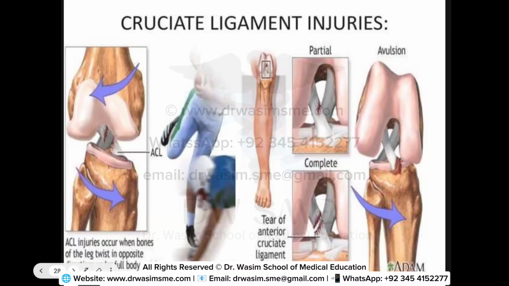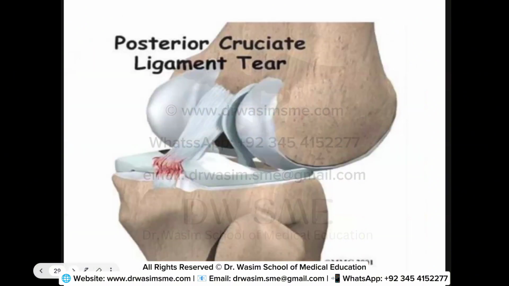And the most likely mechanism is on a planted foot, if there is a very large force which rotates the tibia and the femur in opposite directions, the keyword is the twisting force, then that keyword can be a giveaway for the ACL injury. So similarly, we have the posterior cruciate tear, which will result in a posterior sag, and the posterior drawer test will be positive as well.